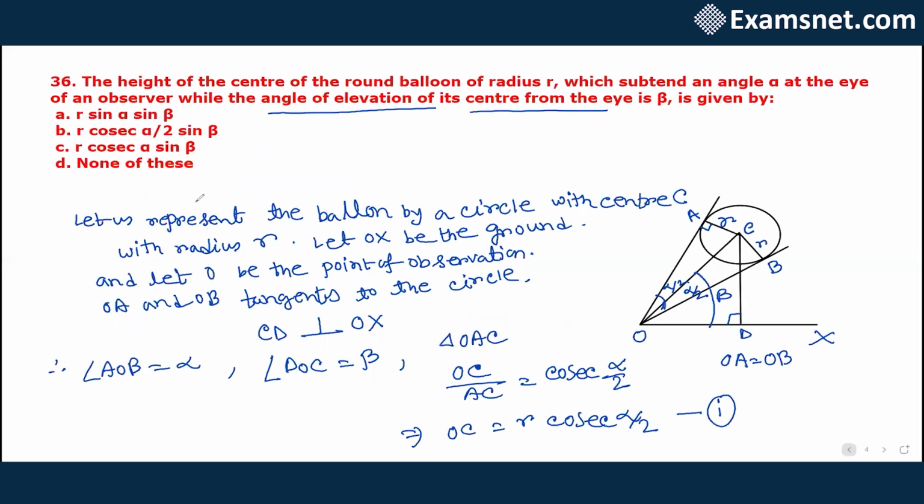Let's check which option it matches. Is option B the correct answer? R cosec alpha by 2 sine beta. Yes, R cosec alpha by 2 sine beta.